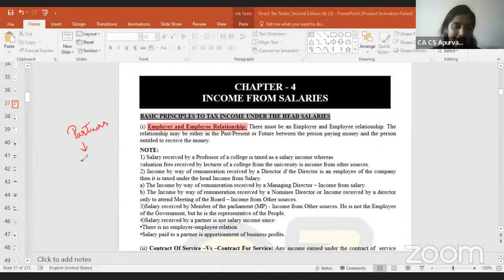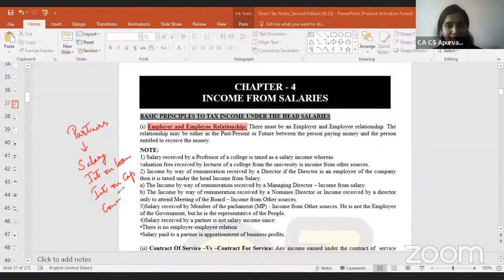We will be receiving remuneration, that's called a salary. We'll be receiving interest on loan if we have given a loan to the partnership firm. Since we have invested the capital, we receive interest on capital. We also receive a commission.